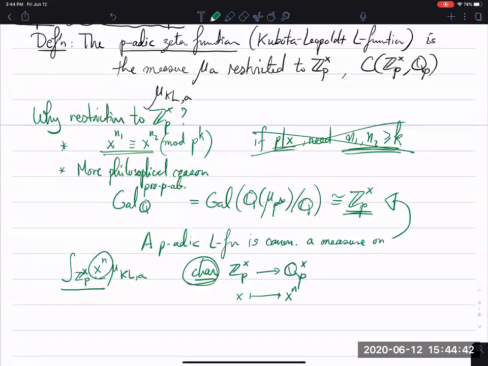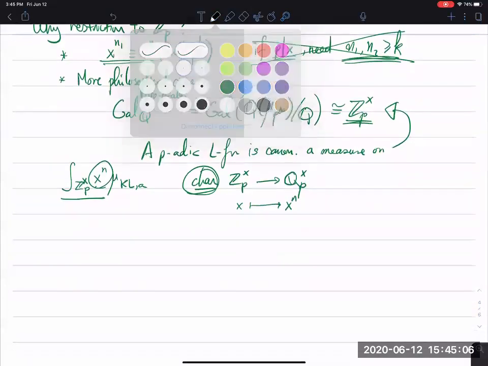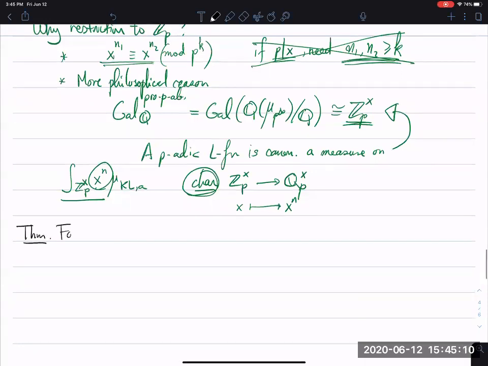When you do this integration, you're taking a character of the Galois group of the cyclotomic extension. So this is called a power of the cyclotomic character, I guess. And then evaluating that character should give you an L value, I guess a zeta value. So that's the idea. Let me state the actual theorem without the proof. It will take a little bit of time to prove this, so I'll probably skip it.